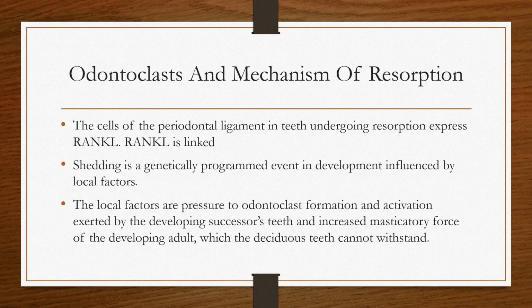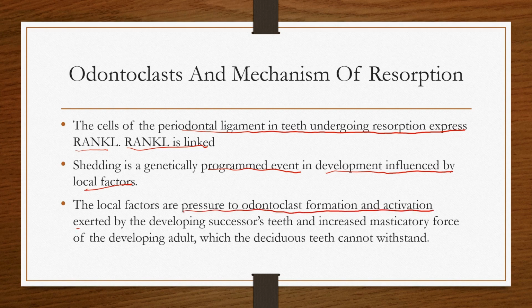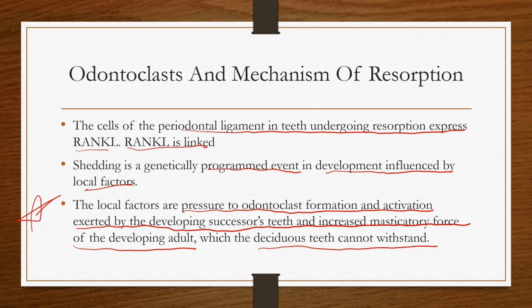The cells of the periodontal ligament and teeth undergoing resorption express RANKL. RANKL is linked to it. What is RANKL? You will know it from our previous slides on pulp and periodontal ligament, where we defined it well. Shedding is a genetically programmed event in development influenced by local factors. The local factors are pressure on odontoclast formation and activation exerted by the developing successor teeth, and the increased masticatory force of the developing adult, which the deciduous teeth can't withstand. This is an important point.